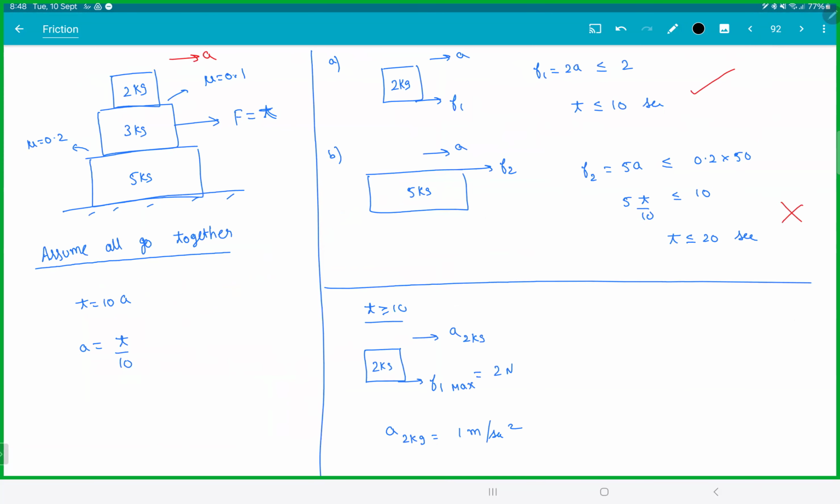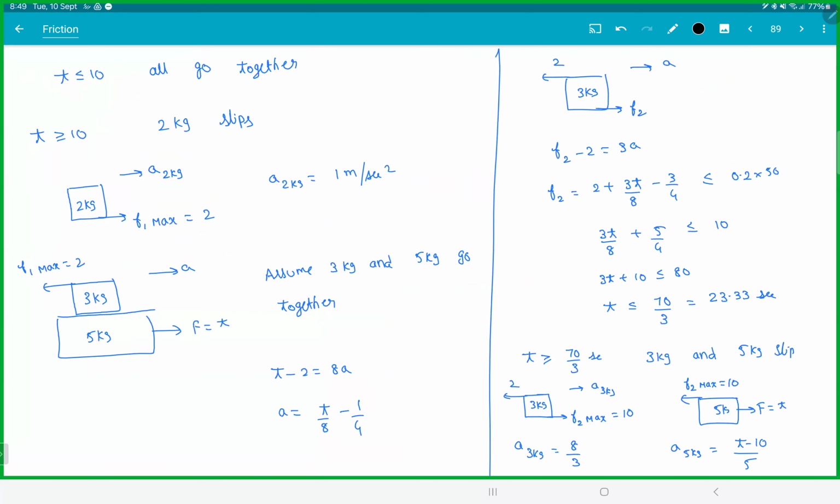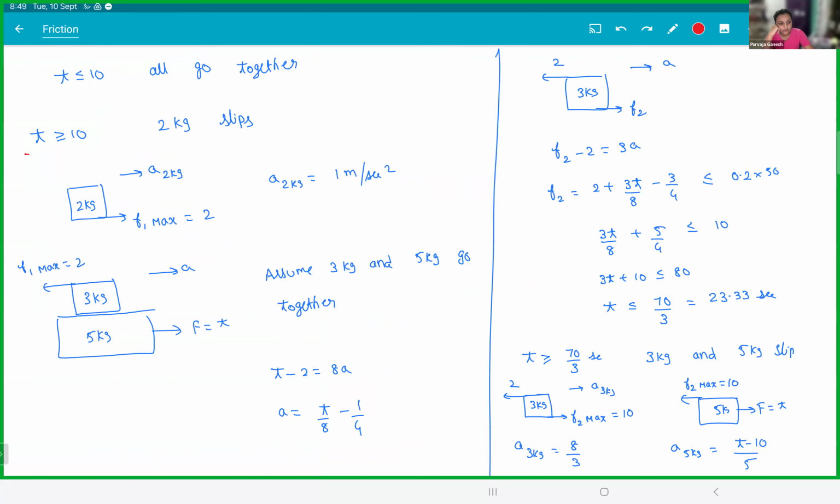Have a look at the steps. The idea is the same. Sir, why didn't we take the assumption that 3 and 5 go together in the previous problem? I did take it, no? Okay, sir. I had given it. At t equal to 10, the 2 kg slips, so assume the others are going together.